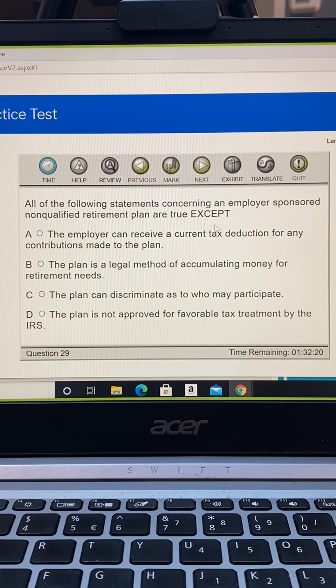I don't think you get a tax deduction if it's non-qualified though. I'm thinking it'll tell us if it's wrong. If it's wrong, we'll write it down at the end so we won't miss it again. Right.